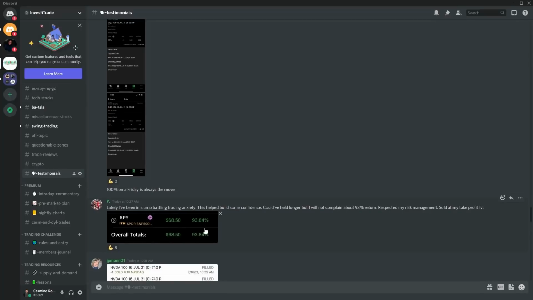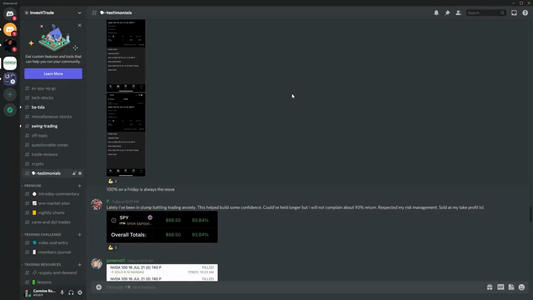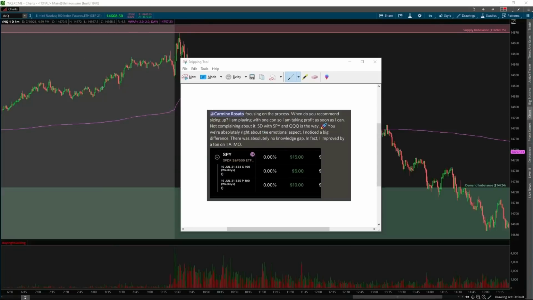This trader, 93% for a $68 profit. Again, it's not all about the money. It's about your return. It's about you respecting your risk management, following your plan, following your edge, and selling when you have to. Again, another trader said supply and demand with SPY and QQQ is the way. I was right. I've been trying to drill this into his head. The emotional aspect is very low when trading these names. It's a big difference. There's no knowledge gap, and he improved a ton on his technical analysis.